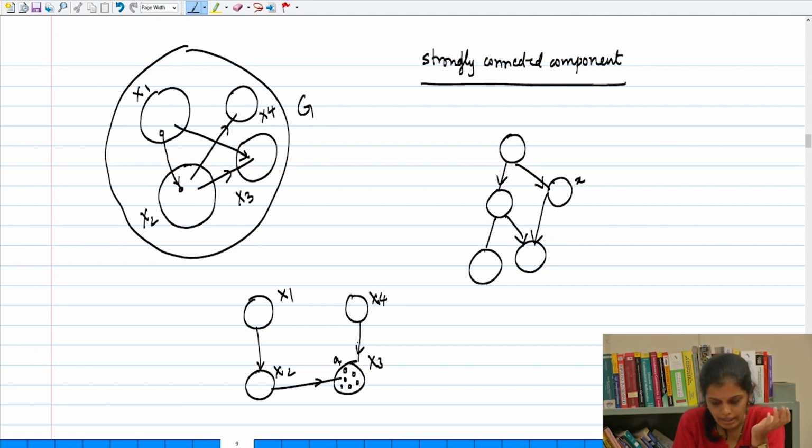No, because by definition this is a sink strongly connected component, and therefore there is no vertex which has an outgoing edge to any other vertex, right? Is this clear? So these are the observations that we have. So now, can you use these observations to design an algorithm to find the set of strongly connected components in a directed graph?